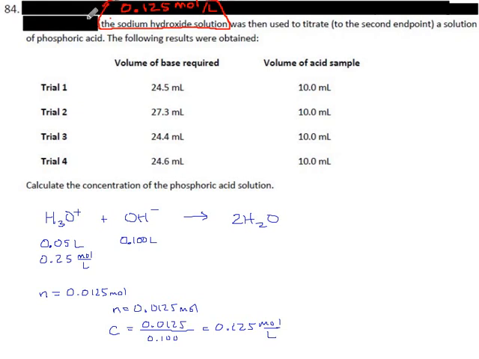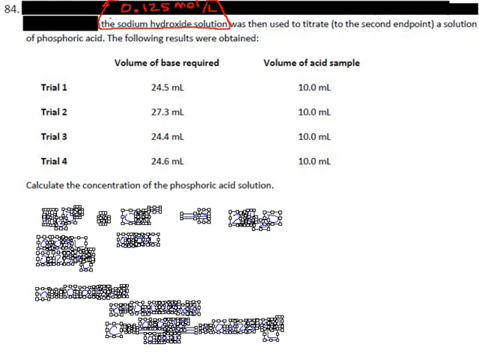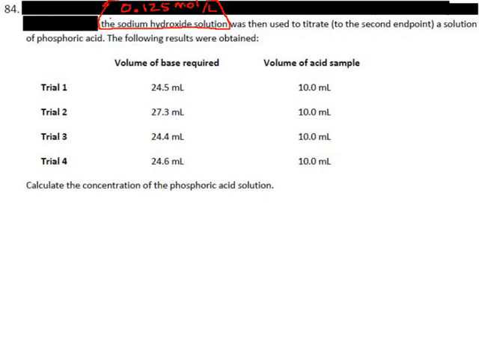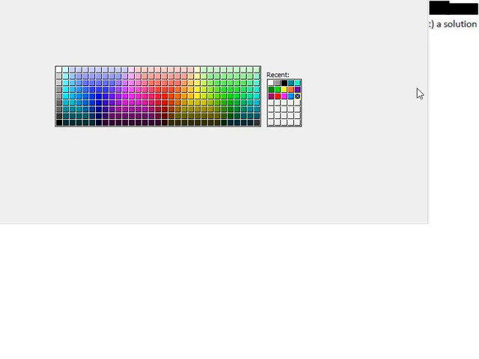The whole point of that was to tell us how strong the sodium hydroxide was, but to make us work for it. So we have that number. Now they're saying we use this to titrate a solution of phosphoric acid to the second endpoint. And now we get a whole bunch of numbers. Okay, the main problem is phosphoric acid is titrated with sodium hydroxide. Pretend you're starting fresh.